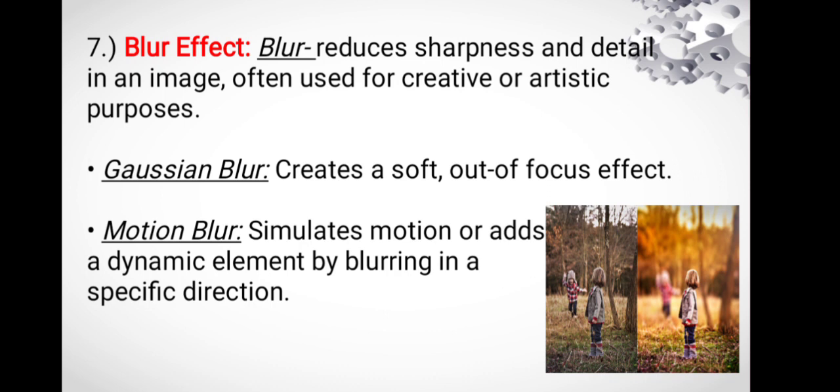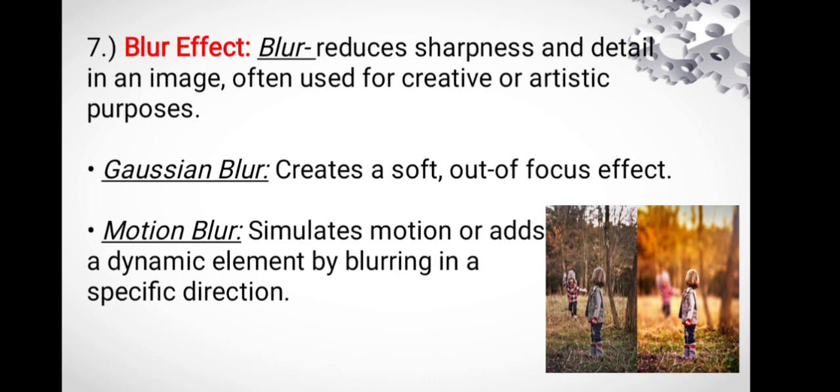Gaussian blur. When you apply Gaussian blur, you create a soft, out-of-focus effect across the entire image. This type of blur spreads the image details, making them appear more diffuse and gentle. It's frequently used for artistic effects like creating a dreamy or ethereal atmosphere, blurring the background to make a subject stand out, or simulating the shallow depth of field seen in portrait photography.